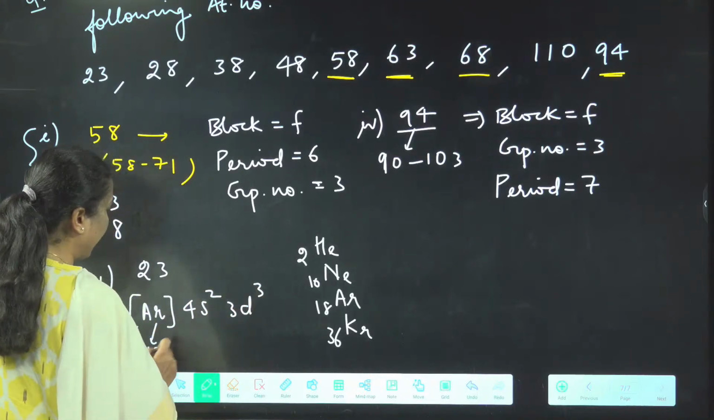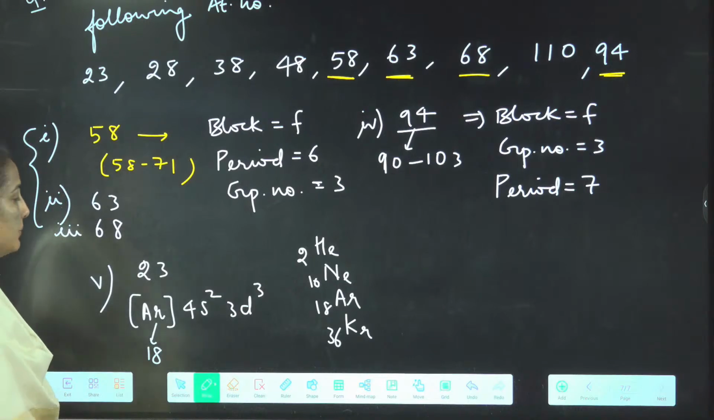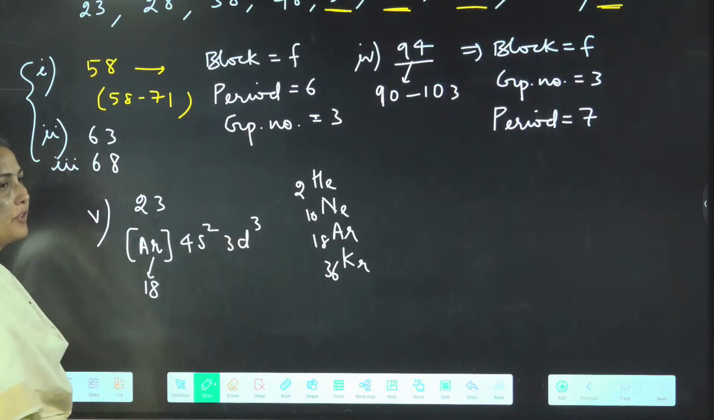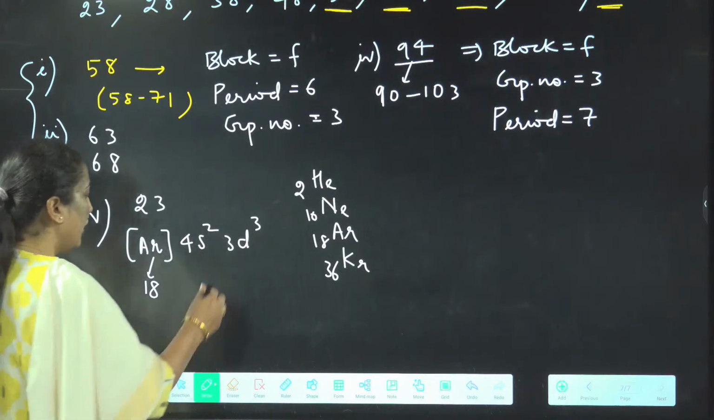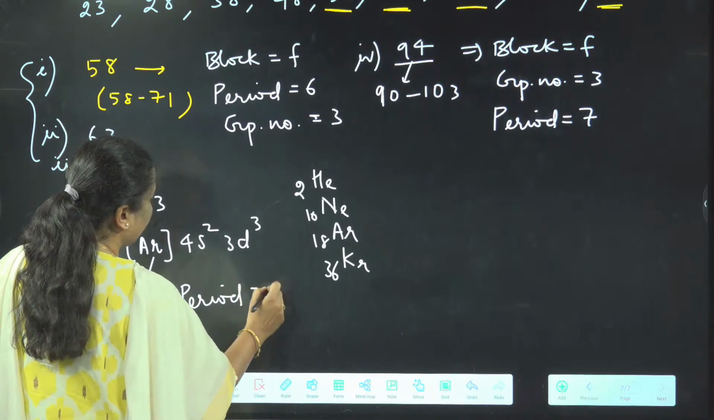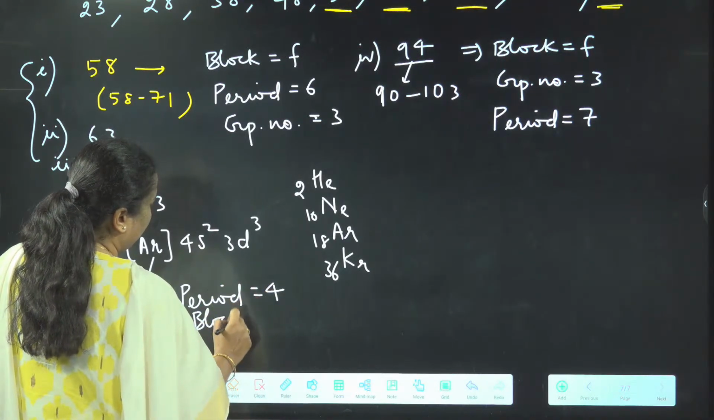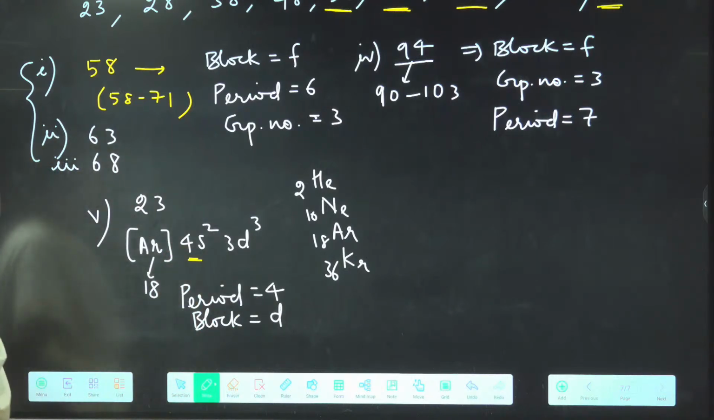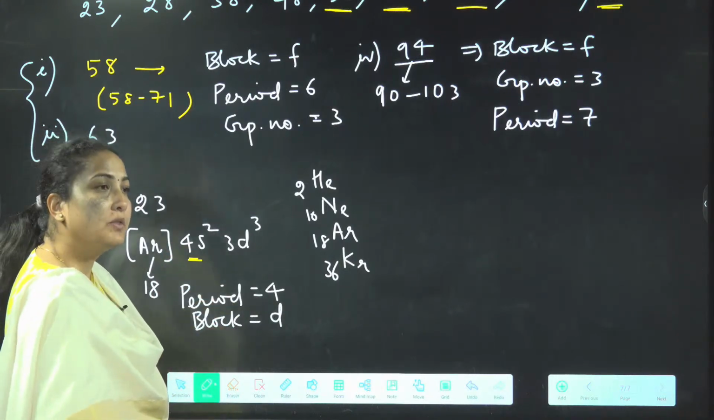Are you able to see? 18 plus 2. Okay. I need not write the entire configuration because I can easily write the configuration in terms of inert gases. Now basically, you tell me what is the period here? Period is going to be 4. Block is going to be D block. Period is 4 because of the principal quantum number of the valence shell. Block is going to be D.